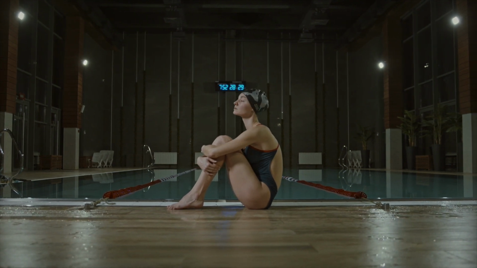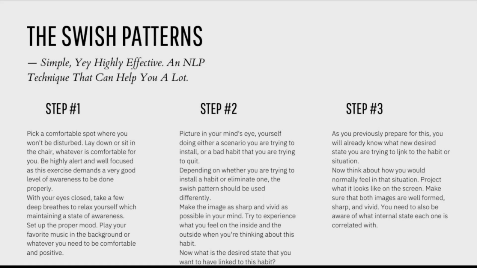Step number 1, you want to pick a comfortable spot where you won't be disturbed. Lay down or sit in the chair, whatever is comfortable for you, and be highly alert and well focused, as this exercise demands a very good level of awareness to be done properly. So make sure there's nothing around you that would distract you. Now, with your eyes closed, take a few deep breaths to relax yourself while maintaining a state of awareness. You want to set up the proper mood. Play your favorite music in the background, or whatever you need to be comfortable and positive, alright?